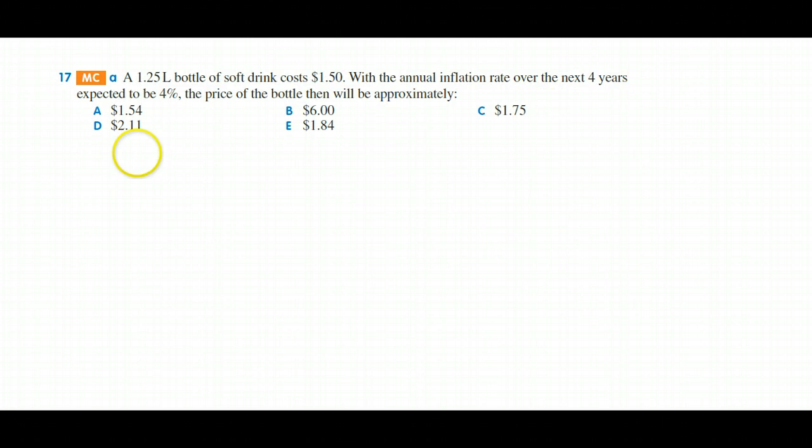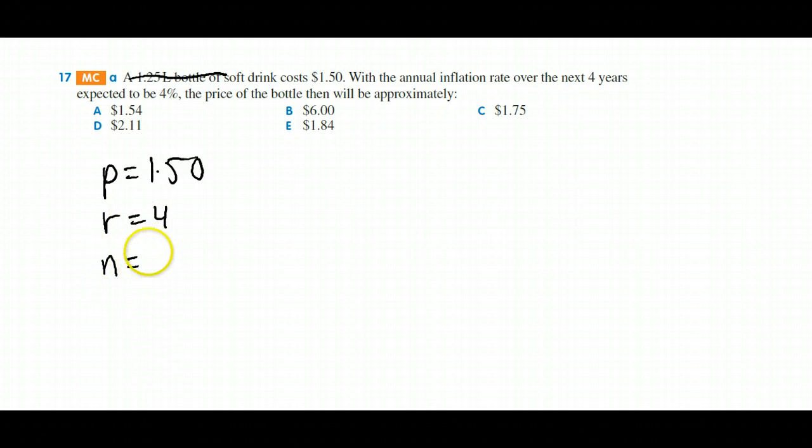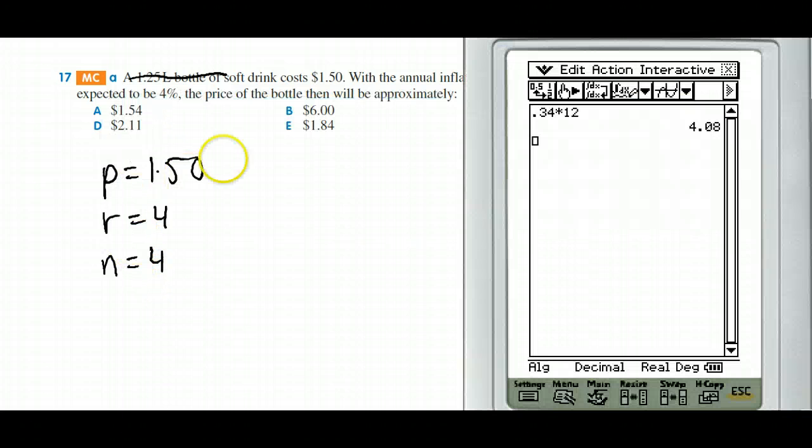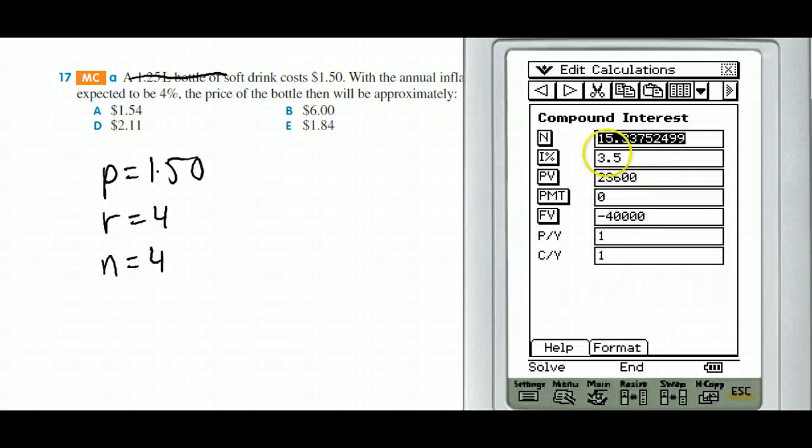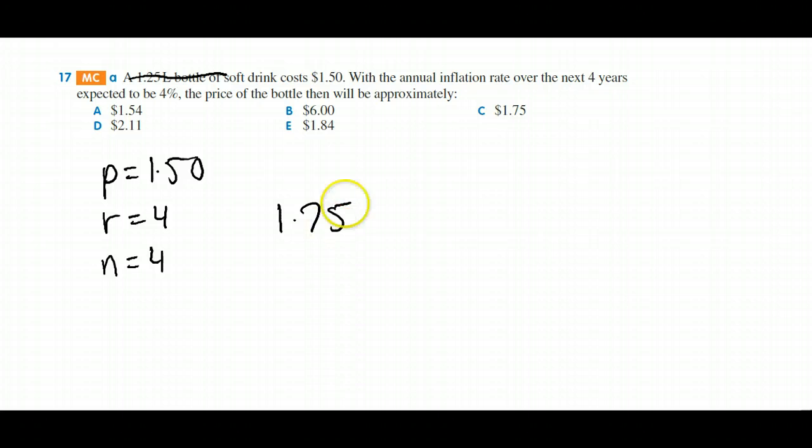Okay, in this one we've got a 1.25 litre bottle of soft drink. Don't get thrown by that number, it's not important. It costs $1.50. There's an annual inflation rate over the next 4 years of 4%, and it's over 4 years, so the number of compounding periods is 4. We want to know how much it's going to cost. So let's put those values in. N equals 4, I equals 4, and PV equals 150. What does FV equal? It equals 1.75. So that's obviously answer C.